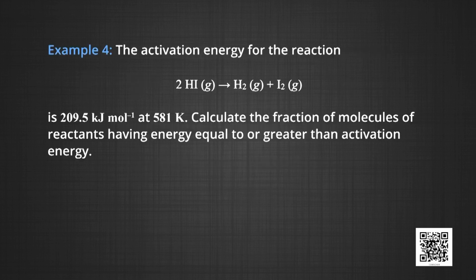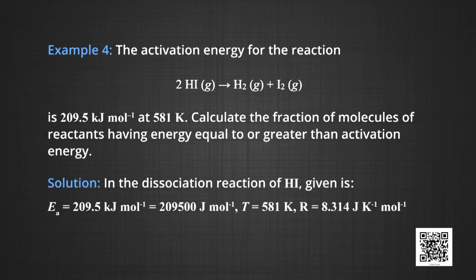Now I am going to discuss one more example. The activation energy for the reaction 2 moles of hydrogen iodide gives 1 mole of hydrogen and 1 mole of iodine is 209.5 kilojoules per mole at 581 Kelvin. Calculate the fraction of the molecules of the reactants having energy equal to or greater than activation energy. Now let me solve this.